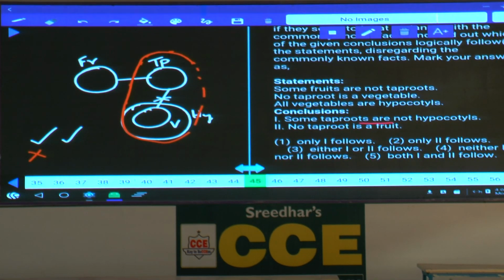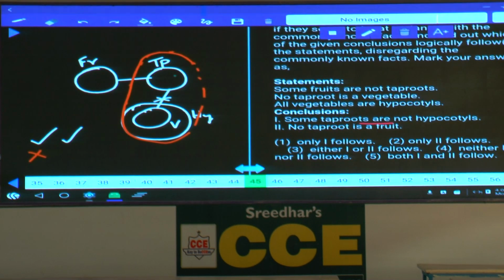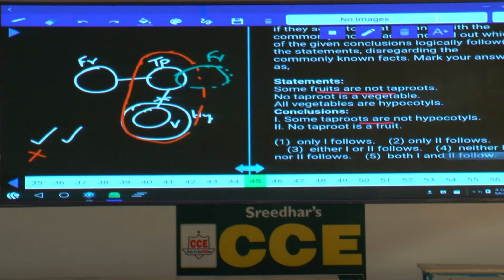Then coming to the next one. No taproot is a fruit. Now I need to prove some of the taproots are fruits. Now tell me whether we can prove taproot and fruit like this or not. Now if you draw like this, some fruits are not taproots, are there or not. These are the fruits which are not taproots, true. At the same time, no taproot is a vegetable, taproot is here, and vegetable is here, that is also true. All vegetables are hypocotyls, that is also true. All the statements are valid.